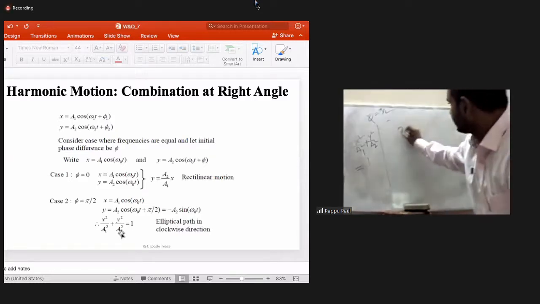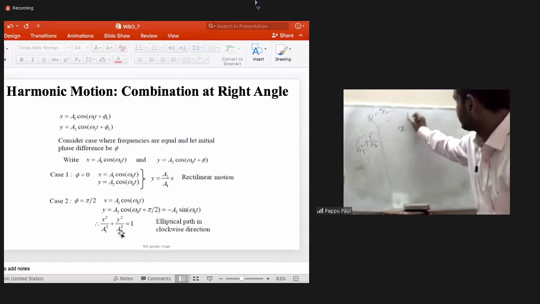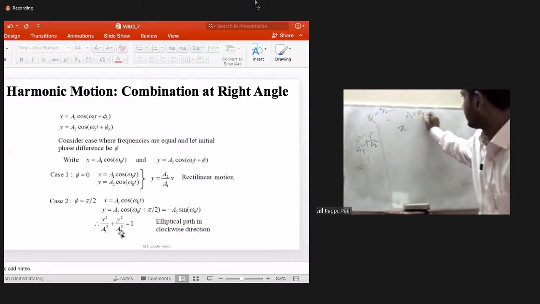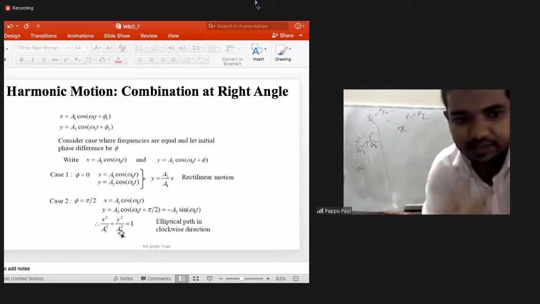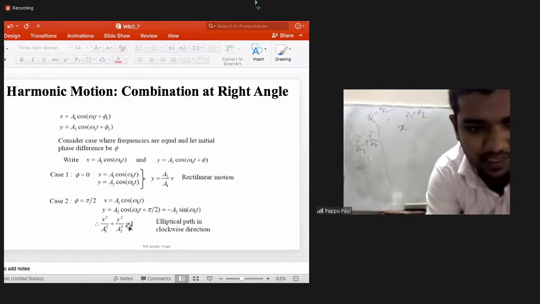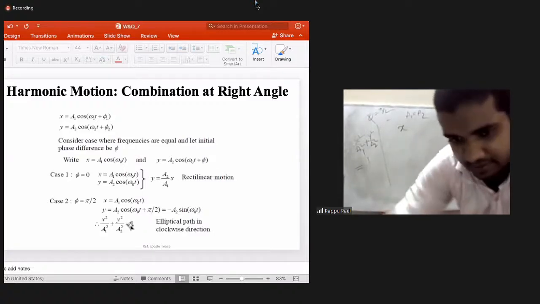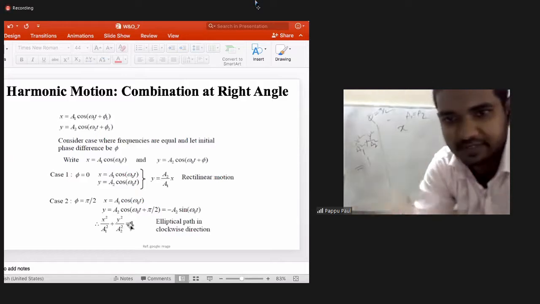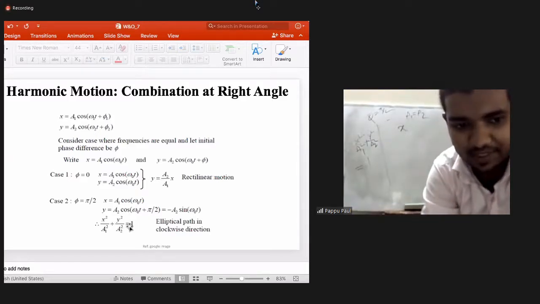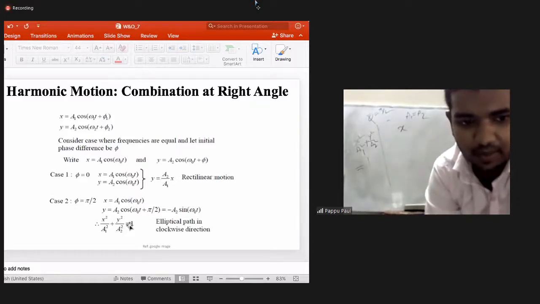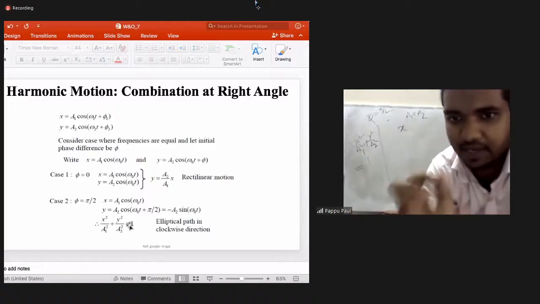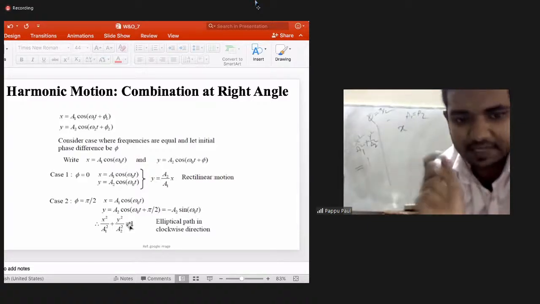Sir, here it is written elliptical path in clockwise direction. Why, sir, clockwise? Yes, in your HSC syllabus, there is something missing there. If there is a +1 on the right side, then this is the path of clockwise rotation, and if there is a minus sign present here, then this is anti-clockwise rotation. This is the part that is missing in your HSC syllabus.